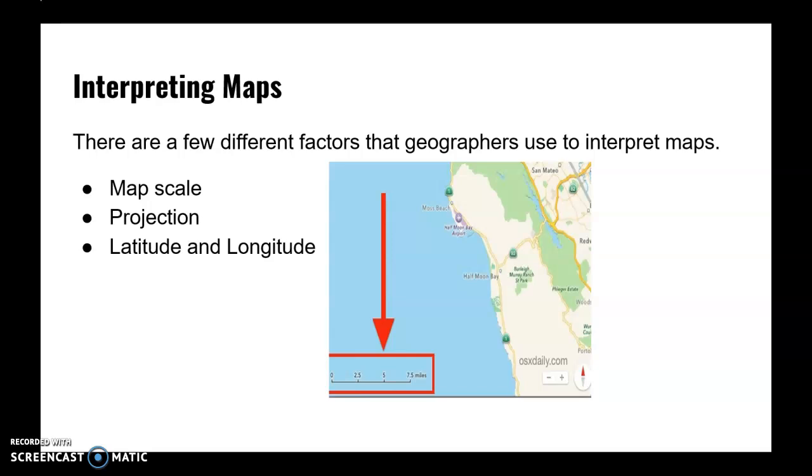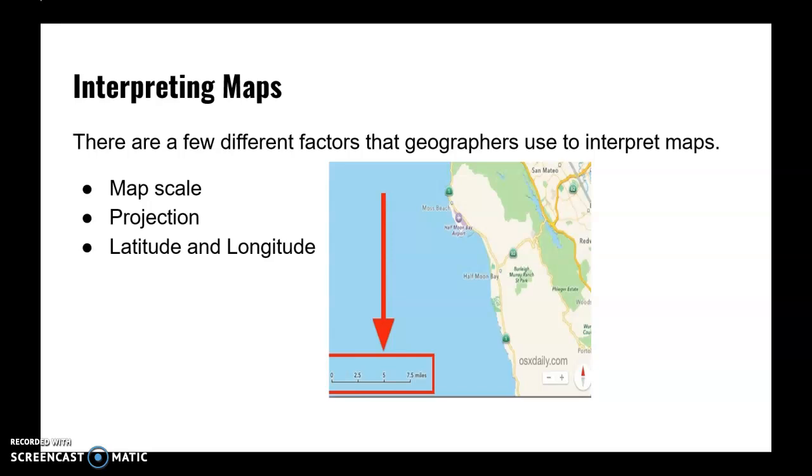We're now going to start talking about interpreting maps. There are a few different factors that geographers use to interpret maps: map scale, projection, and latitude and longitude. Yesterday, we spent quite a bit of time talking about map scale. Again, when we're talking about a large scale, we're talking about more detail. And when we're talking about a small scale, we're talking about showing a larger landmass, but with less detail. So less detail with a small scale and more detail with a large scale.